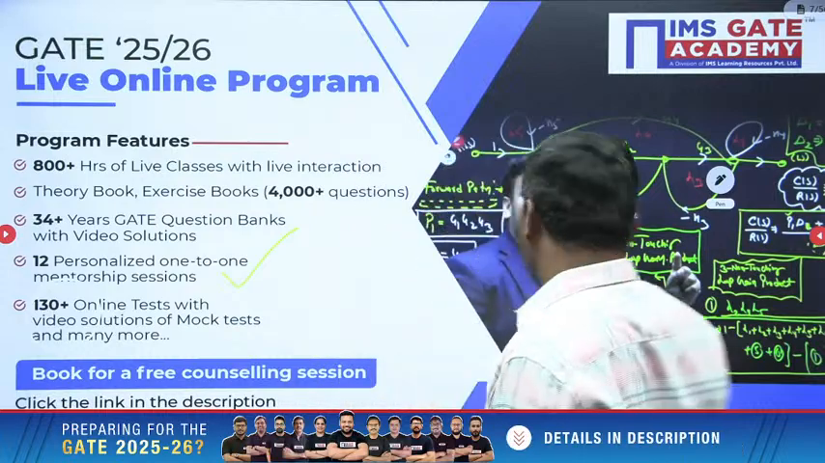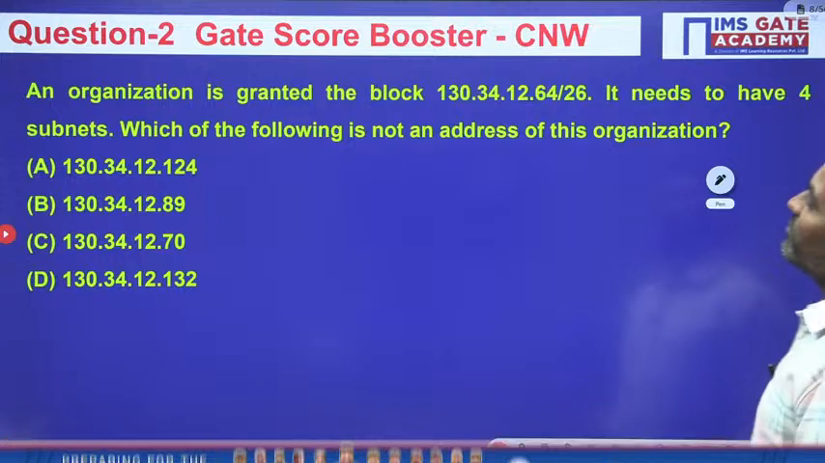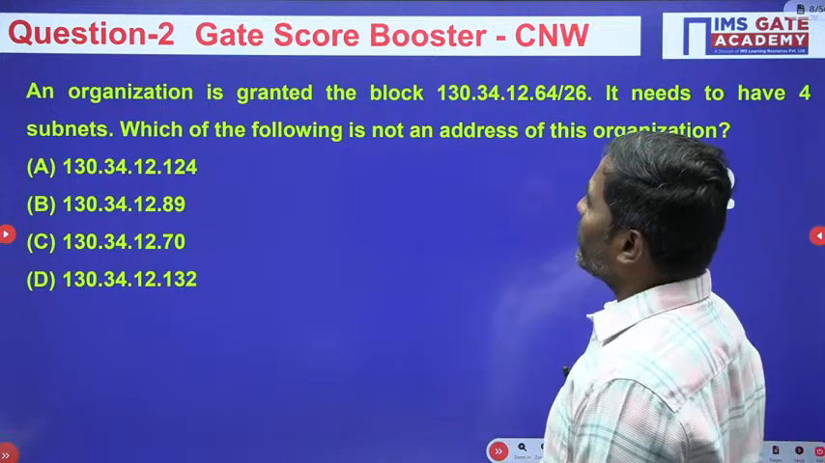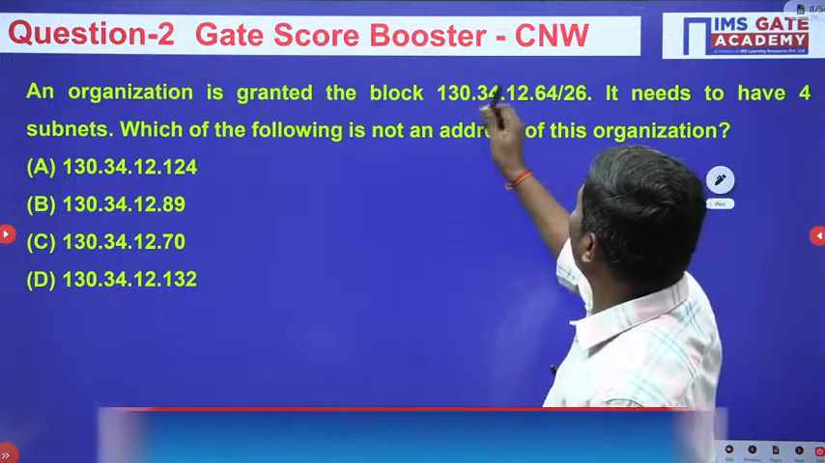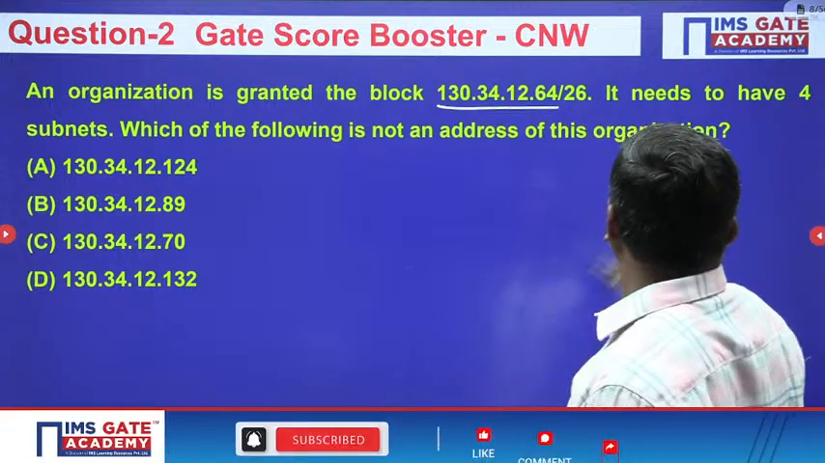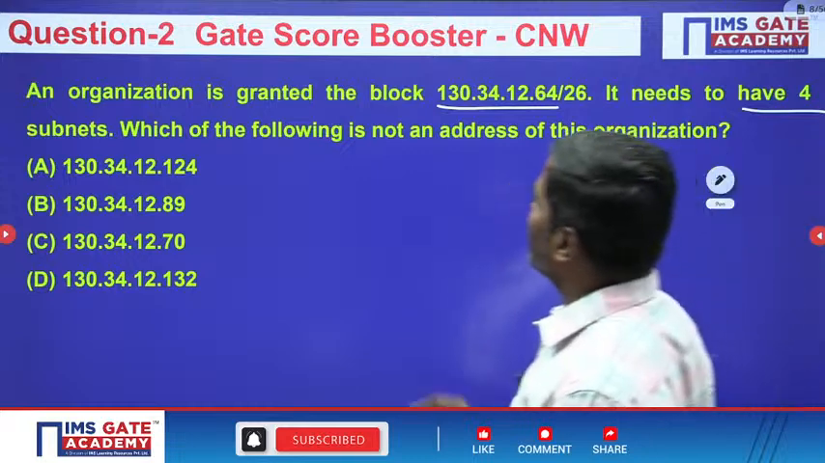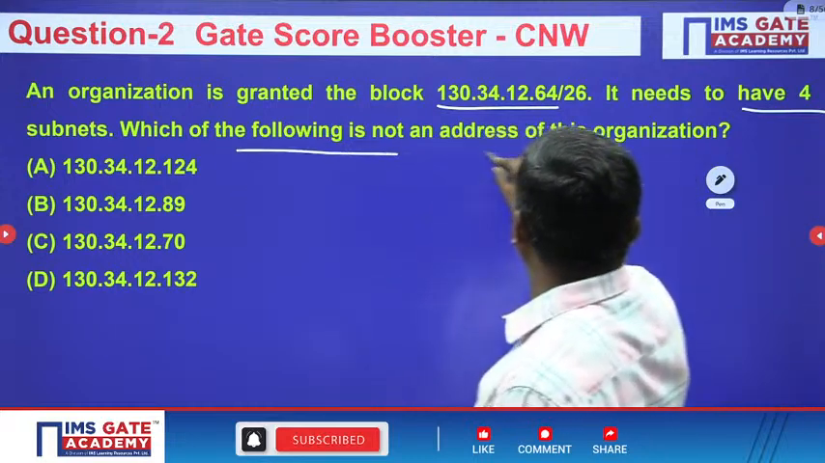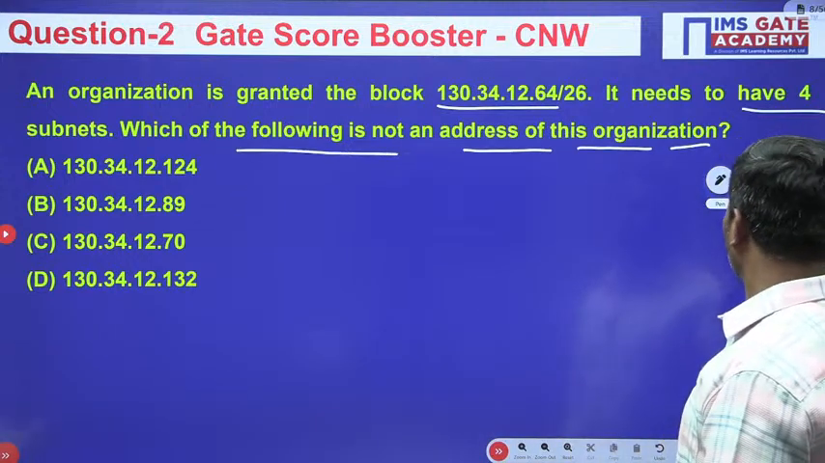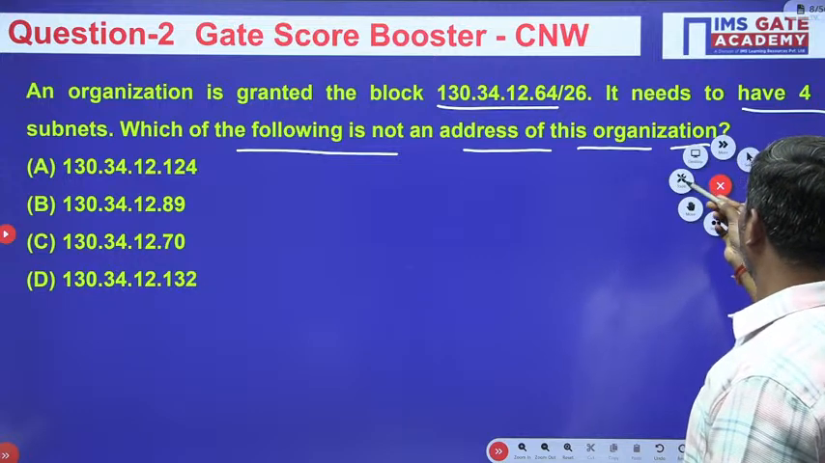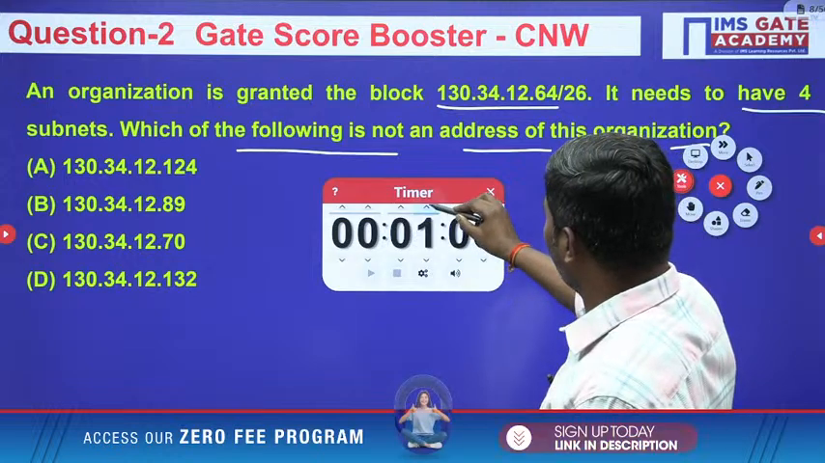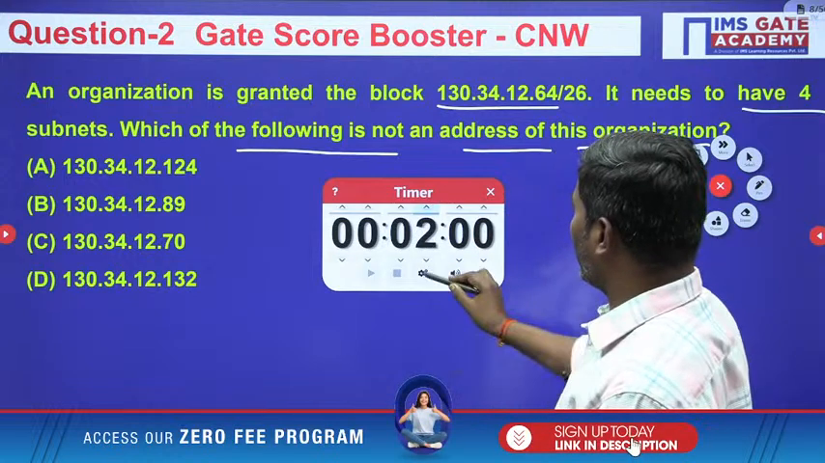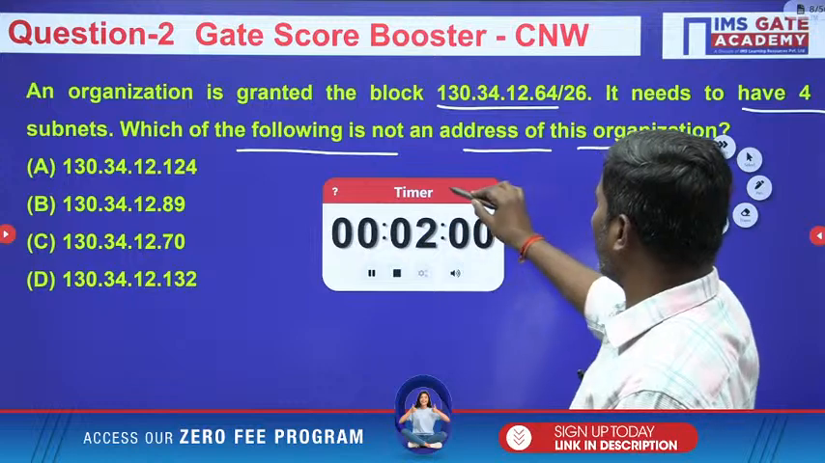Okay, so now come to the next question. We will see question number 2. Can you try? An organization is granted a block of IP addresses, and it needs to have 4 subnets. Which of the following is not an address of this organization? Can you try? I think within 2 minutes you will be able to solve it. Try it out, try it out.